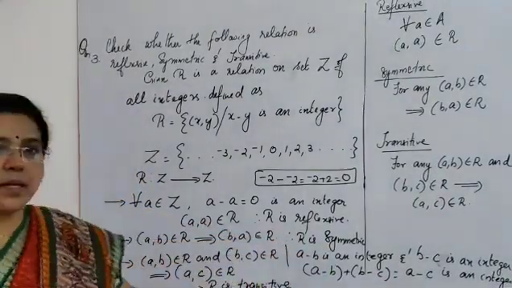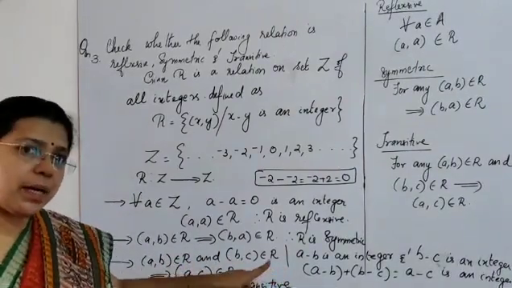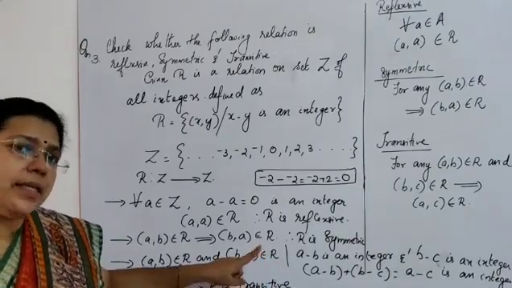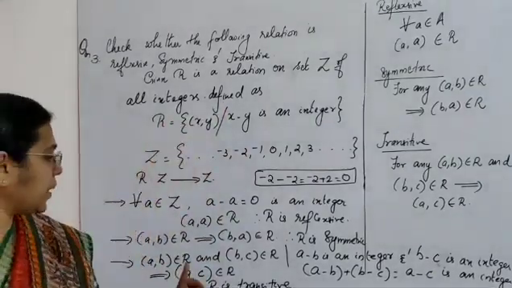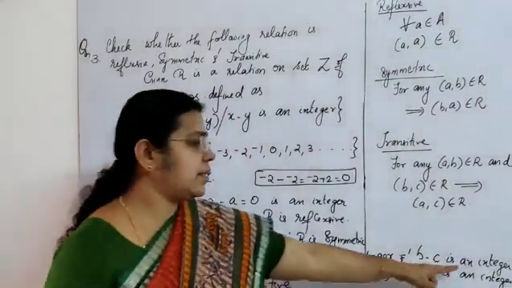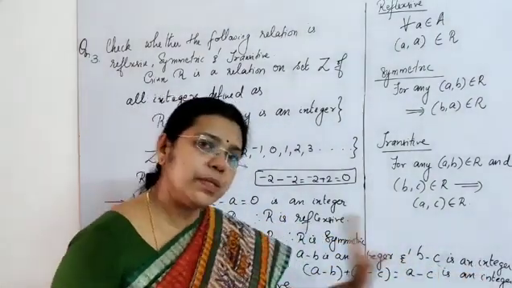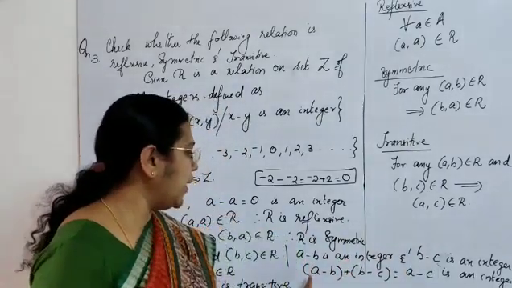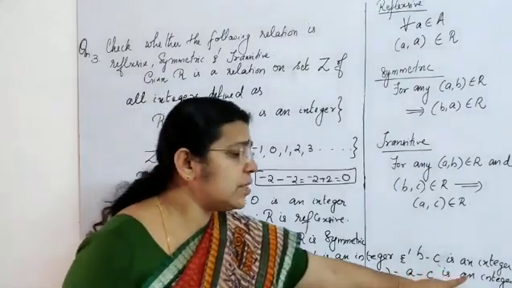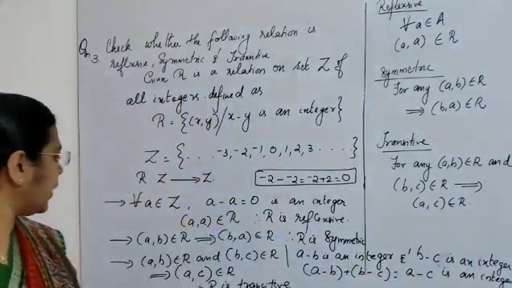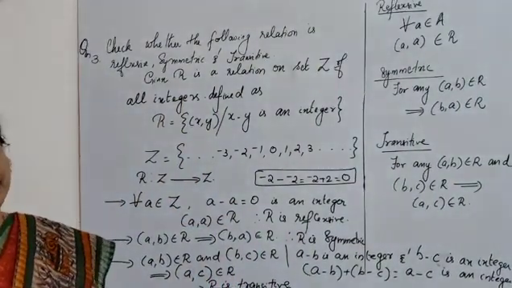In order to prove that it is transitive, (A, B) belongs to relation R, (B, C) belongs to relation R. A minus B is an integer, B minus C is yet another integer, for all these A, B and C belonging to our set Z. Now, that is the condition of transitivity. When I add two integers, I definitely get an integer. So, when I add the two, minus B plus B cancel and I get A minus C, which is an integer. So, (A, C) belongs to R and hence it is transitive. Okay, children?